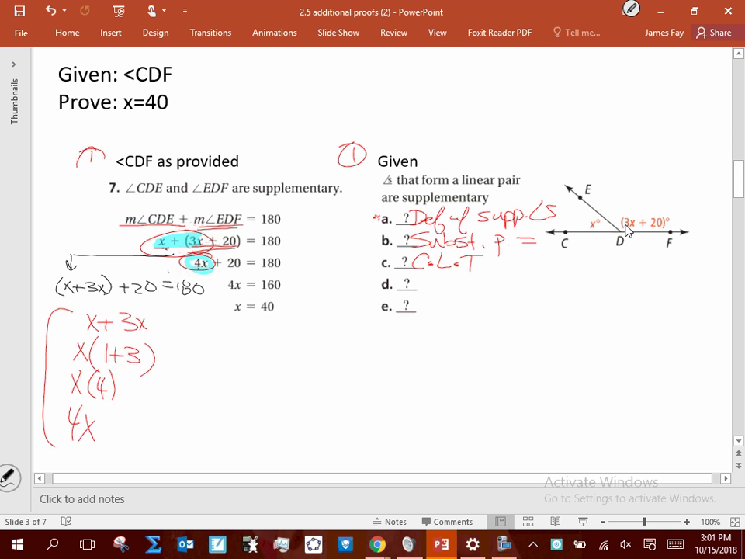All right. So what do they do then next? They're going to put 4x plus 20 equals 180, and 4x equals 160. Subtraction. And then what do they do? Division.